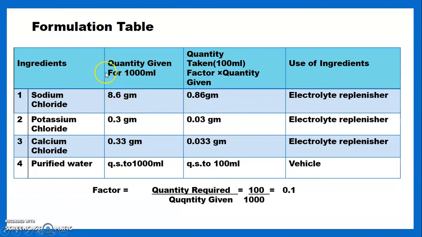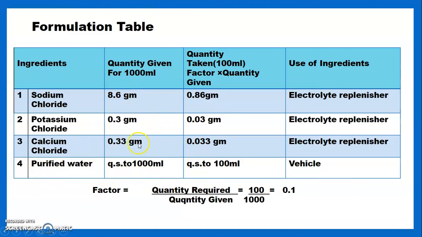The formulation table contains the ingredient quantity given for 1000 ml or for our formulated amount, then the quantity taken and the use of the ingredient. Today's experiment ingredients are sodium chloride 8.6 gram for 1000 ml, potassium chloride 0.3 gram for 1000 ml, calcium chloride 0.33 gram for 1000 ml, and purified water quantity sufficient to 1000 ml.